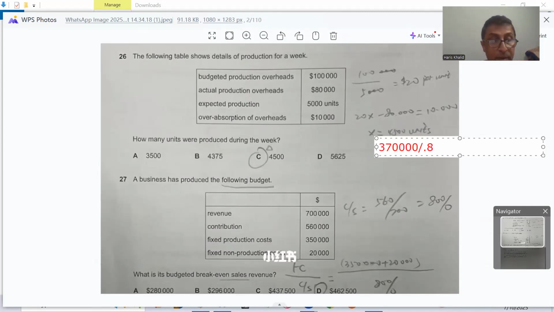We will get the budgeted break-even sales revenue. Let's divide by 0.8. Let me calculate it. 462,500. So D is going to be the answer. Here it is, 462,500. Right?